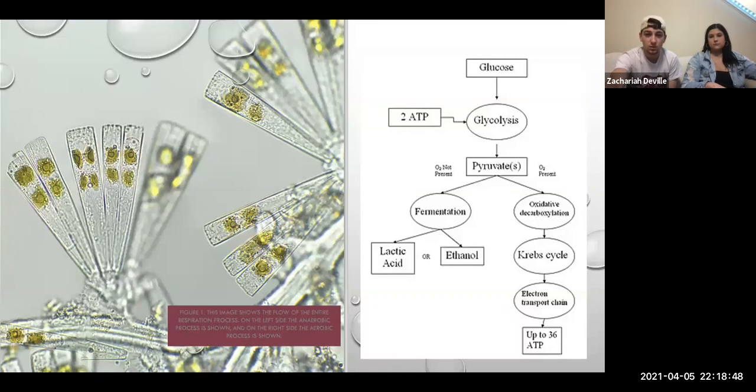This image shows us the respiration process. On the left is without oxygen, on the right is with oxygen. Right here, without and with. Whenever oxygen is not present, it goes into fermentation, which creates lactic acid or ethanol in the end. And with oxygen, it goes into oxidative decarboxylation. And then it goes into the Krebs cycle where more ATP is produced.